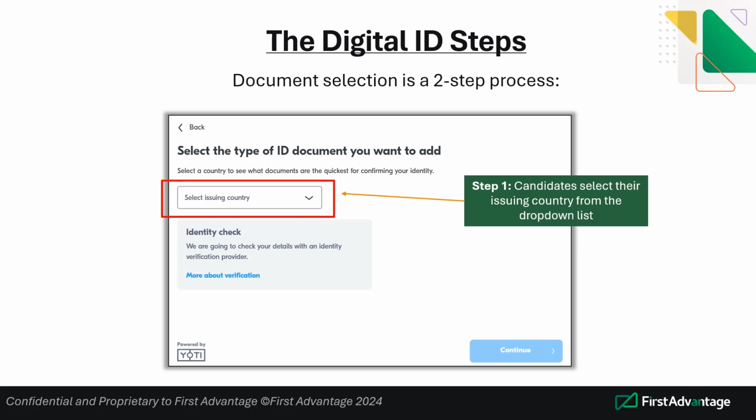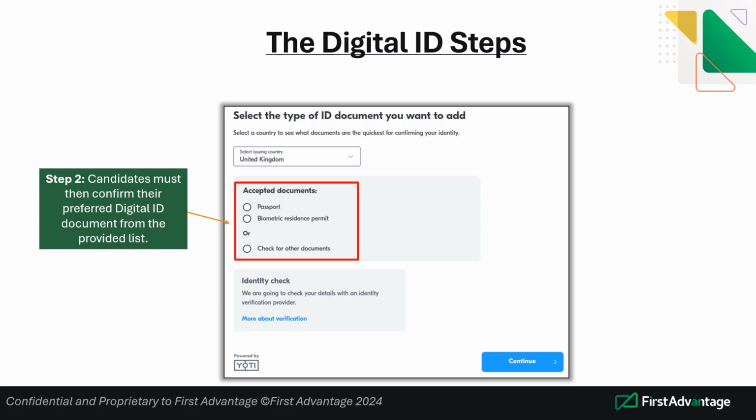The process of selecting an identity document is carried out in two stages, the first of which requires the candidate to declare their document's issuing country, which will be available from the drop-down menu. The second stage of document selection will require the candidate to pick a specific document from the provided list. This list will be populated with available options depending on the issuing country candidates selected on the previous stage.